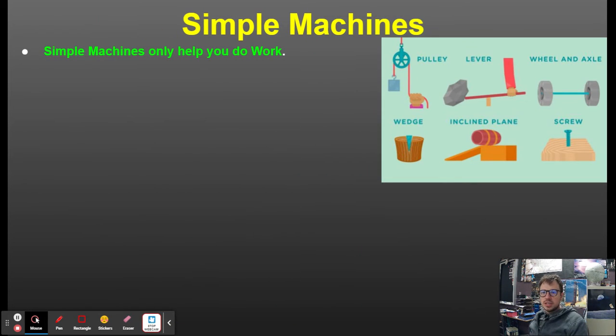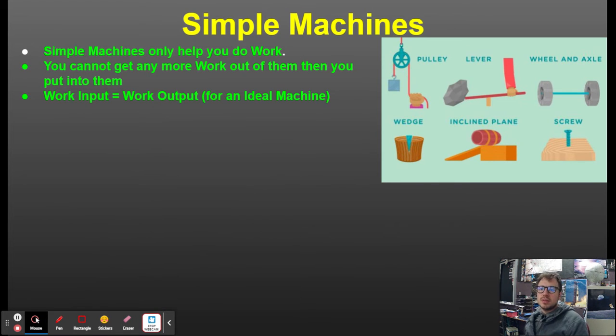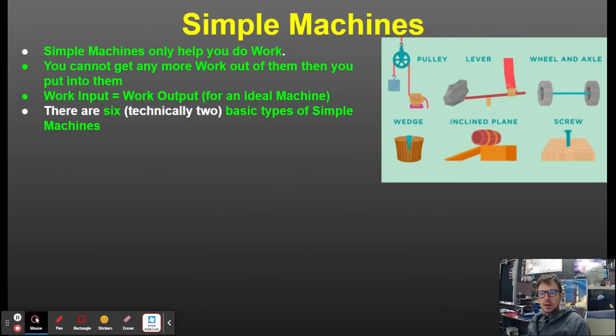Now, that brings us to this question. What are simple machines? Simple machines only help you do work. They do not help you do more work. You cannot get any more work out of them than you put into them. So the work input does equal the work output. Now that's for an ideal machine. There are 6 basic types of simple machines: the lever, wheel and axle, pulley, inclined plane, wedge, and screw.